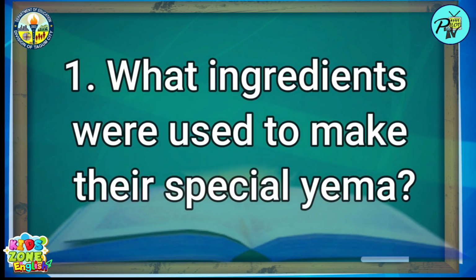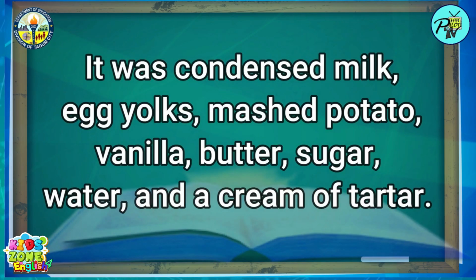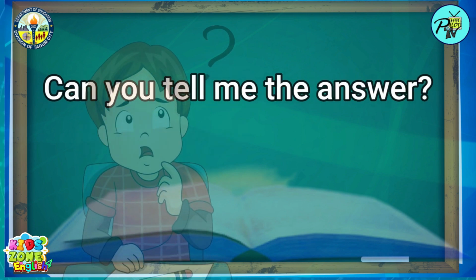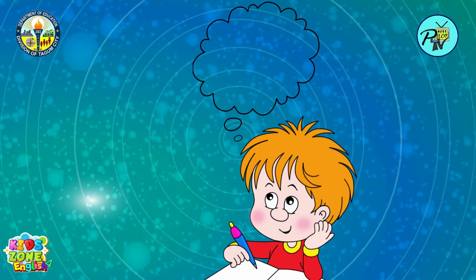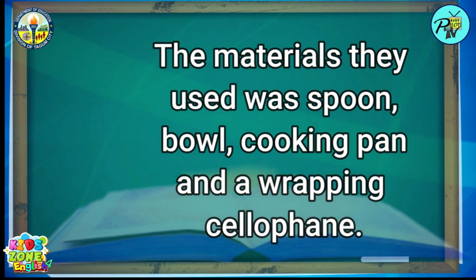Let's have a comprehension check. Look at these questions. What ingredients were used to make their special yama? Do you know the answer? It was condensed milk, egg yolks, mashed potato, vanilla, butter, sugar, water, and a cream of tartar. Second question. What are the materials they used? Can you tell me the answer? The materials they used was spoon, bowl, cooking pan, and a wrapping cellophane.